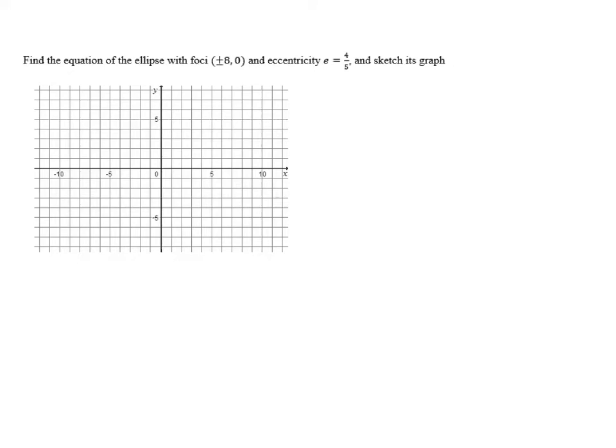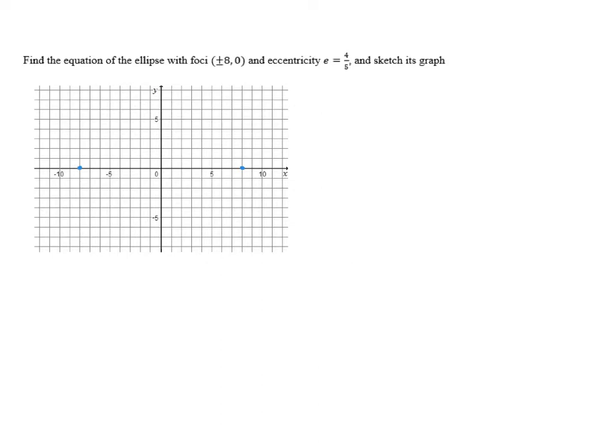Find the equation of the ellipse with foci at plus or minus 8, 0, and eccentricity e equals 4/5, and sketch its graph. First, we're told where the foci are, so we can plot those. They're at plus or minus 8, 0. So we've got one at 8, 0, and one at negative 8, 0.